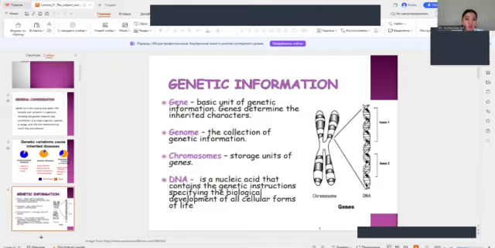Genetic information includes, first, the gene. This is the basic unit of genetic information. Genes determine the inherited characters. Genome, this is the collection of genetic information. Chromosomes, these are storage units of genes, and DNA is a nucleic acid that contains the genetic instructions specifying the biological development of all cellular forms of life.